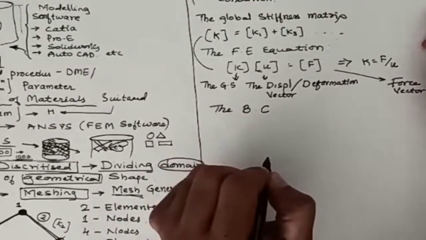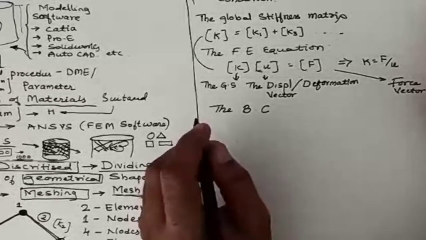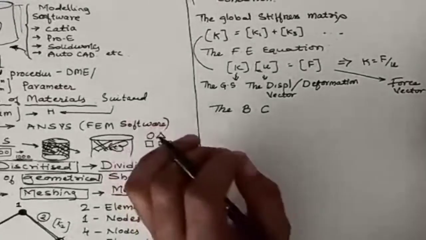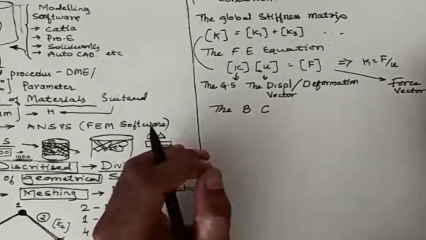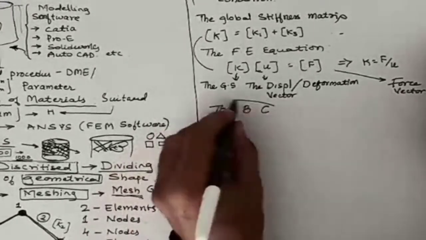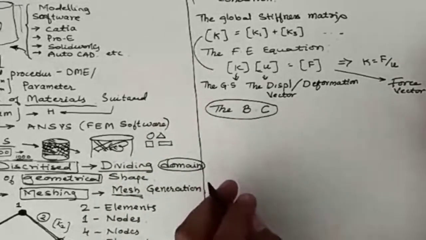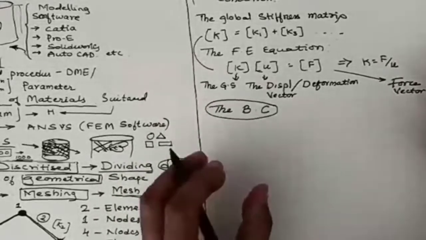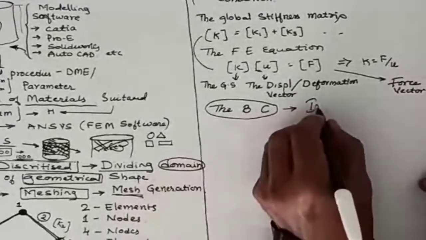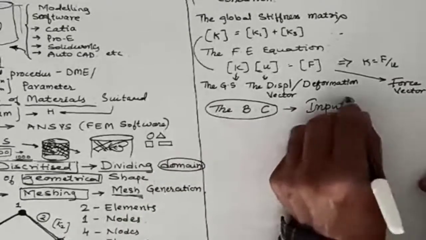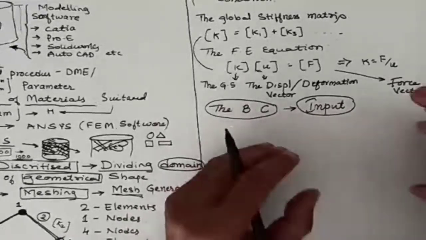Okay, so boundary condition is one of the most important factors to be understood in finite elements. Many of you will get confused in this case. What about the boundary conditions? A boundary condition, in short and simple words, is nothing but the input which you are applying on the object. In simple words, it is an input.